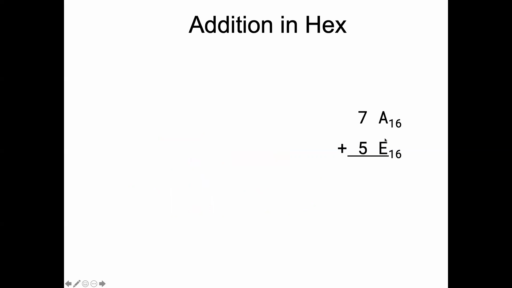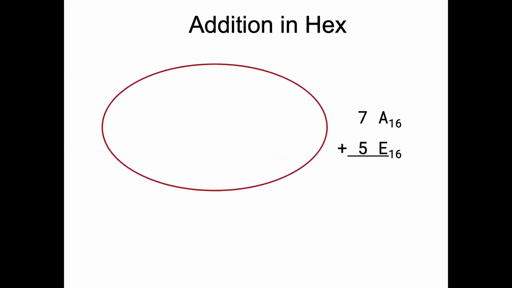Well, I could cheat. Maybe cheat is too strong a word. I could make that easier for myself by temporarily switching over into base 10. I have to add A plus E. Well, consulting my table, A is just another name for 10, and E is just another name for 14 in base 10. And I know how to add those in base 10. 10 plus 14 is 24. So I just have to write down whatever 24 is in hexadecimal.